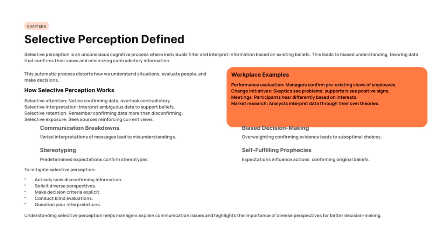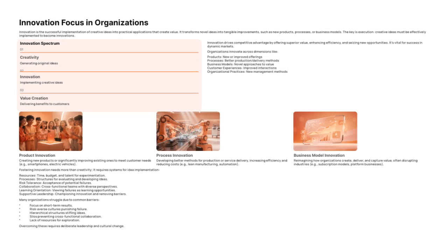So, how does all this work? This automatic process distorts our understanding of situations, how we evaluate people, and the decisions we make. It's an unconscious cognitive process where we filter and interpret information based on what we already believe. This bias can lead us to favor data that confirms our views while dismissing contradictory evidence. Recognizing how selective perception operates helps us become more aware of our biases, so we can strive for more objective, balanced decision-making.